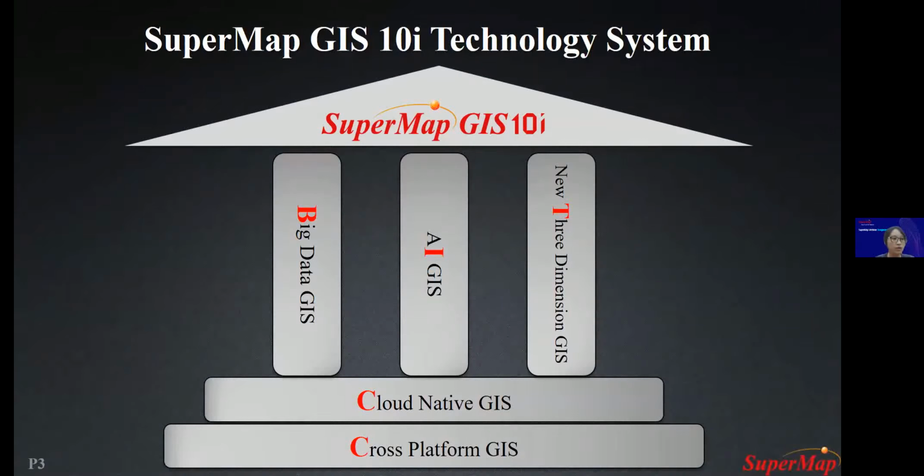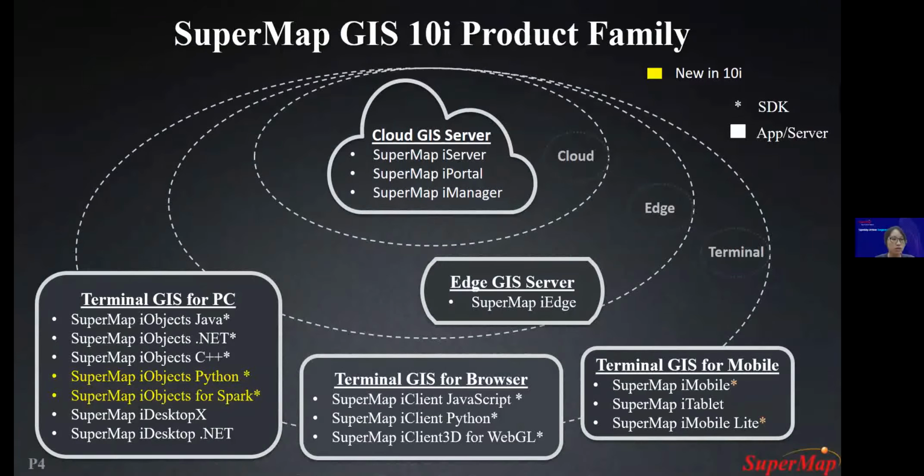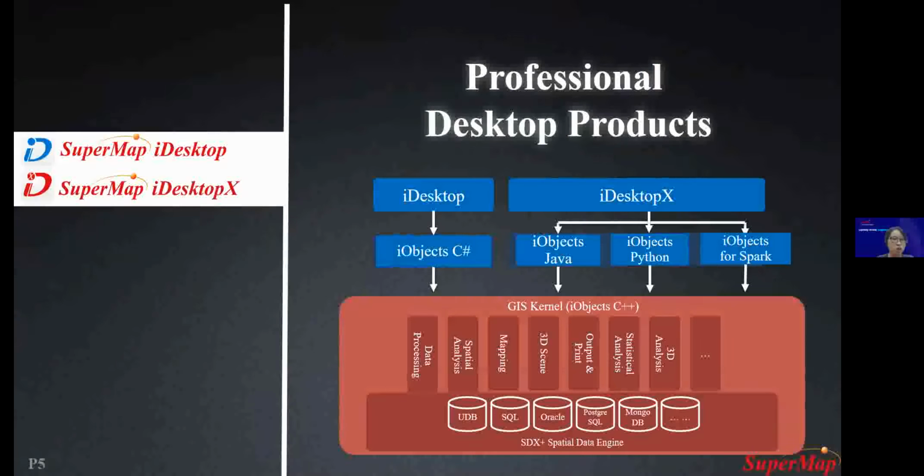As we already know, SuperMap products are built based on the 5 key technologies, or BitCC. These are all the products of SuperMap, and the products we are going to use are SuperMap iDesktop .NET and iDesktop X, which belong to the terminal GIS for PC. Then let's take a look at what iDesktop .NET and iDesktop X are.